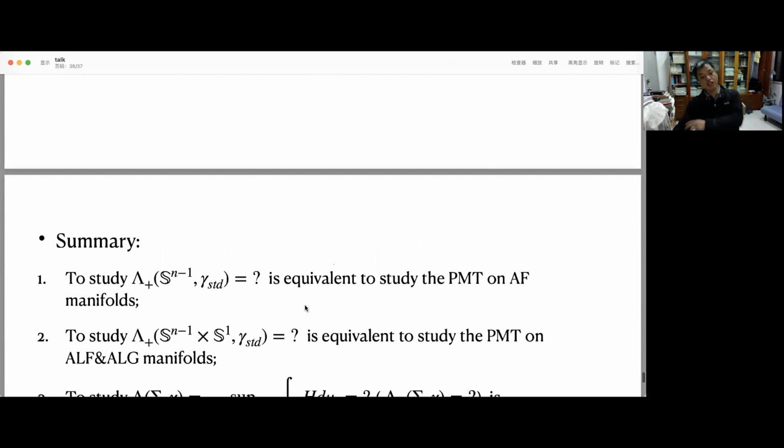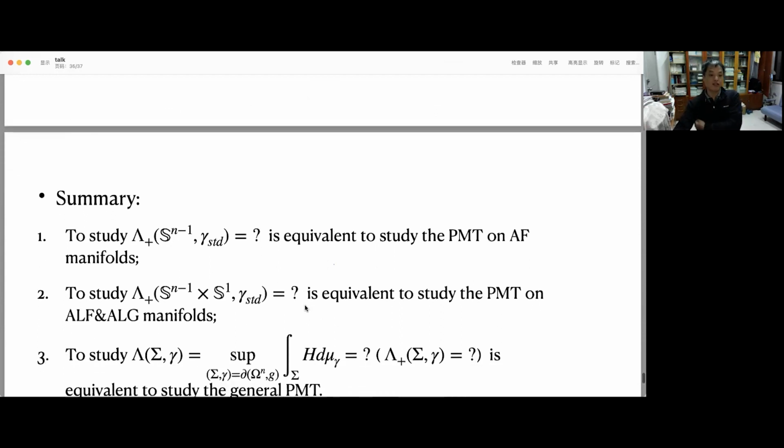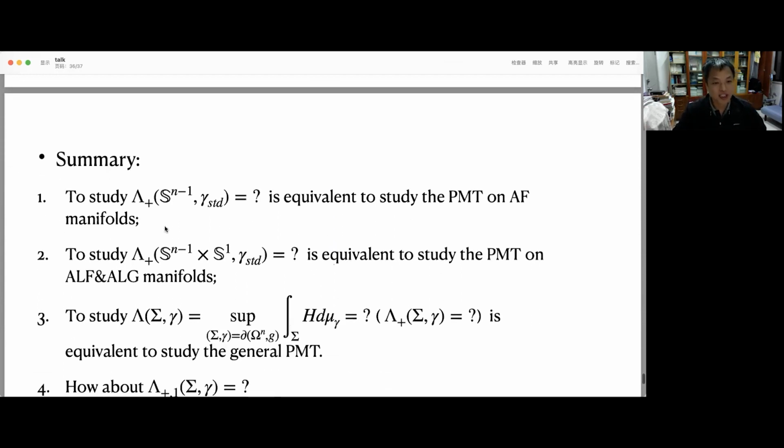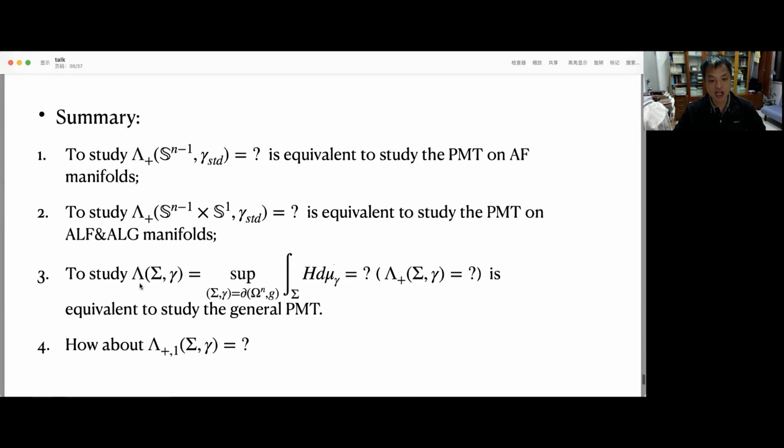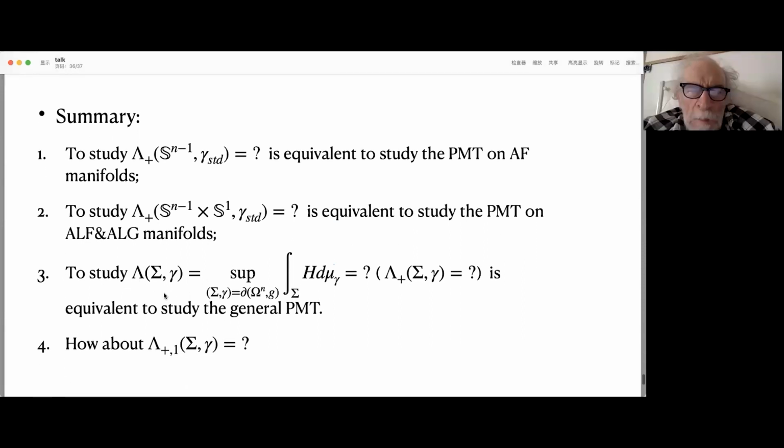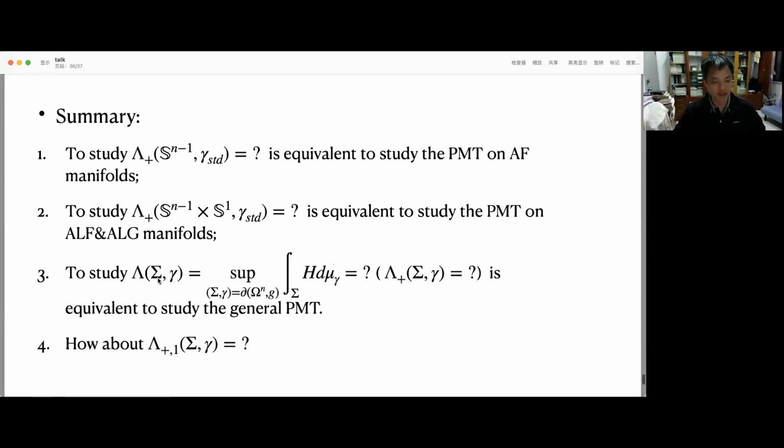Okay, now, the last slide will show you a summary. So studying this lambda plus on the unit sphere is equivalent to studying the positive mass theorem of asymptotically flat manifolds. And studying such a lambda plus of such a manifold is equivalent to studying the positive mass theorem on asymptotically AOF or LG manifolds. And studying this general value is to study the general positive mass theorem.